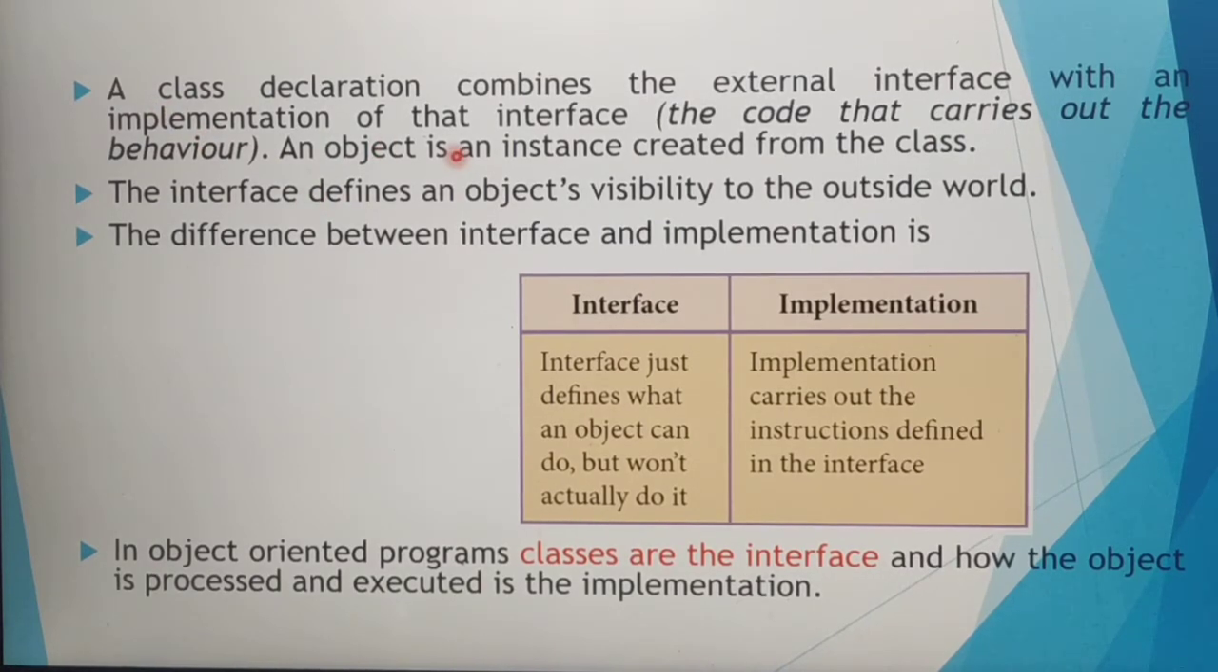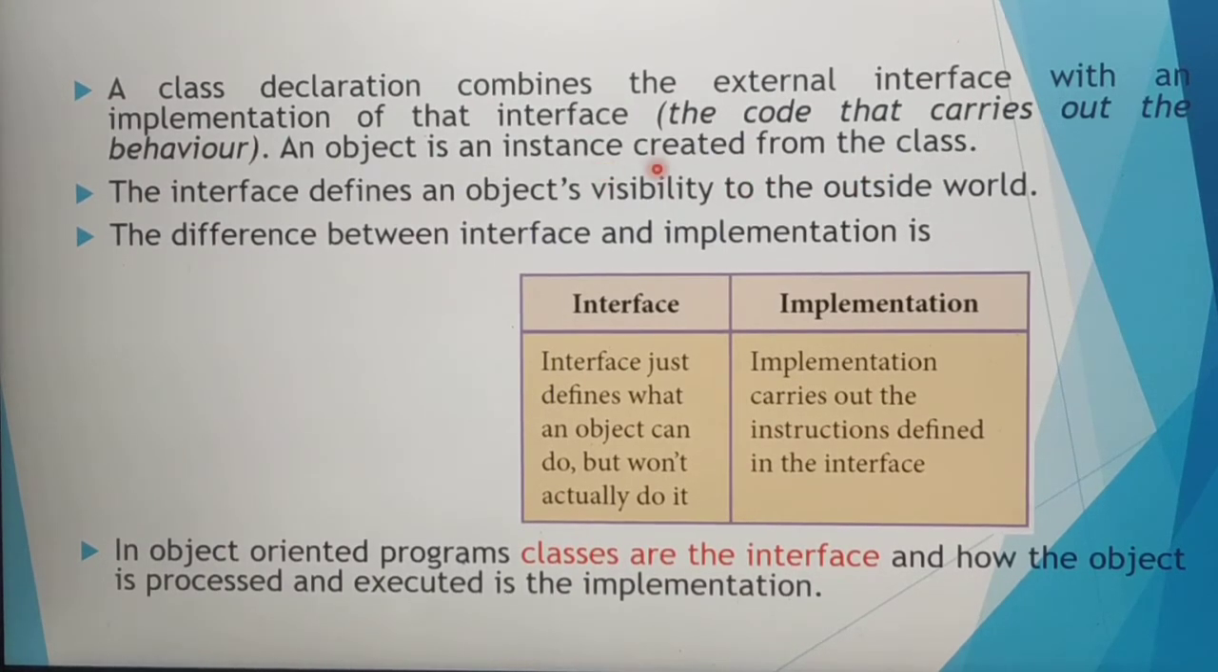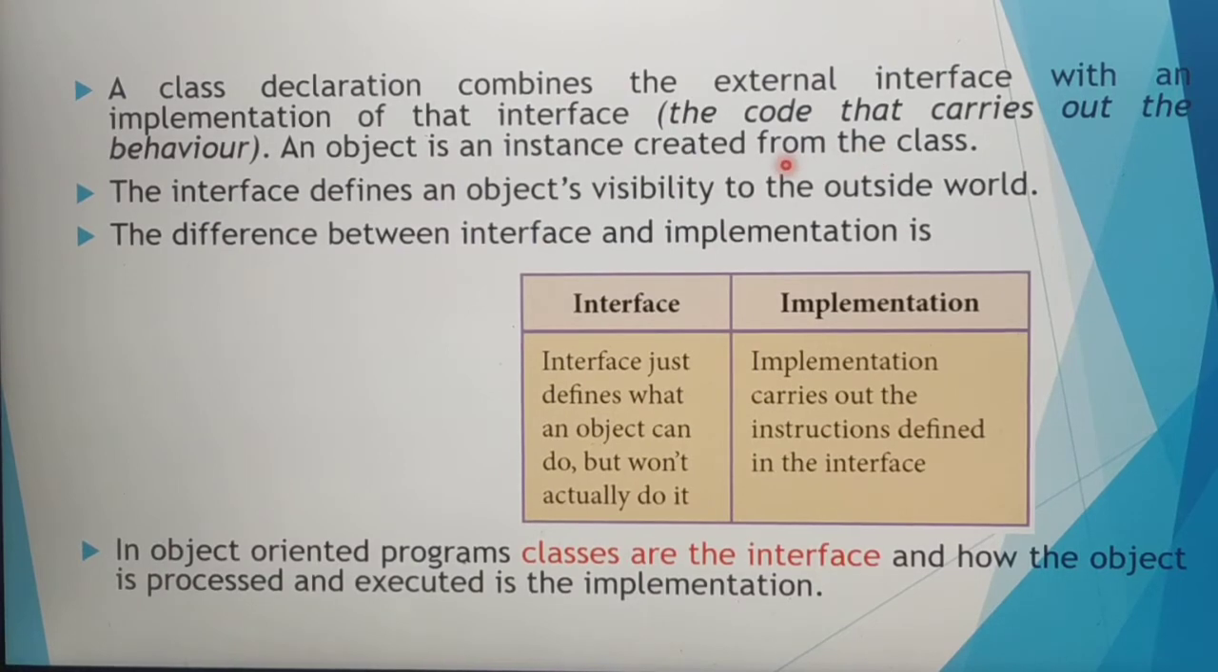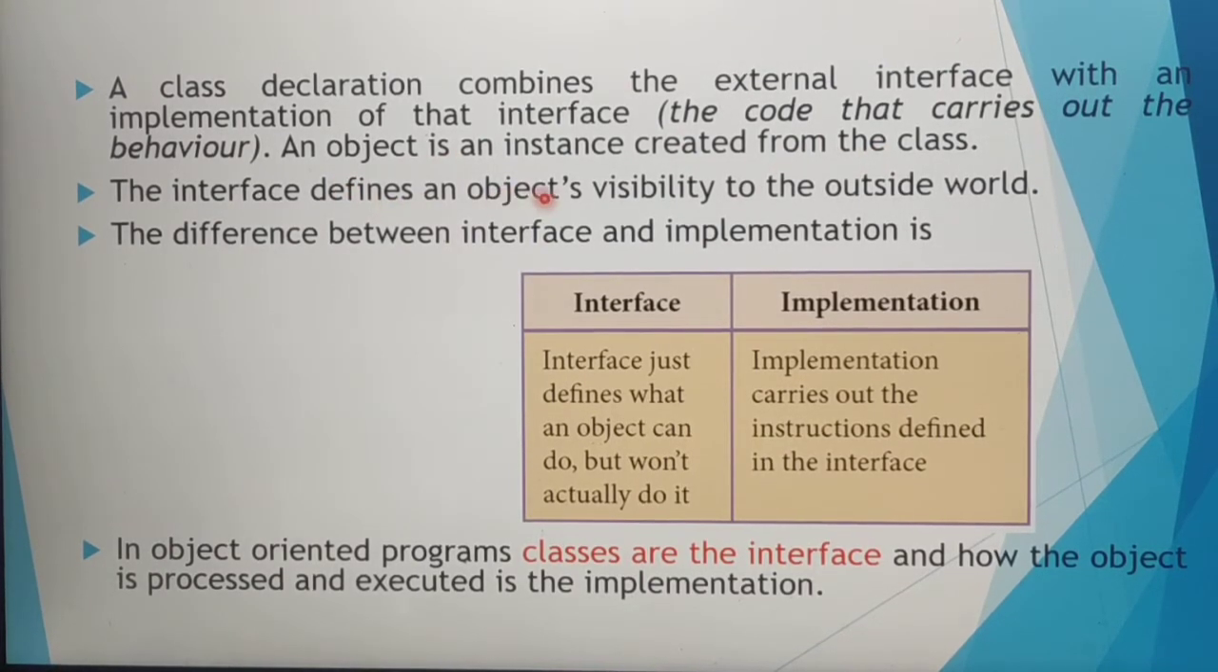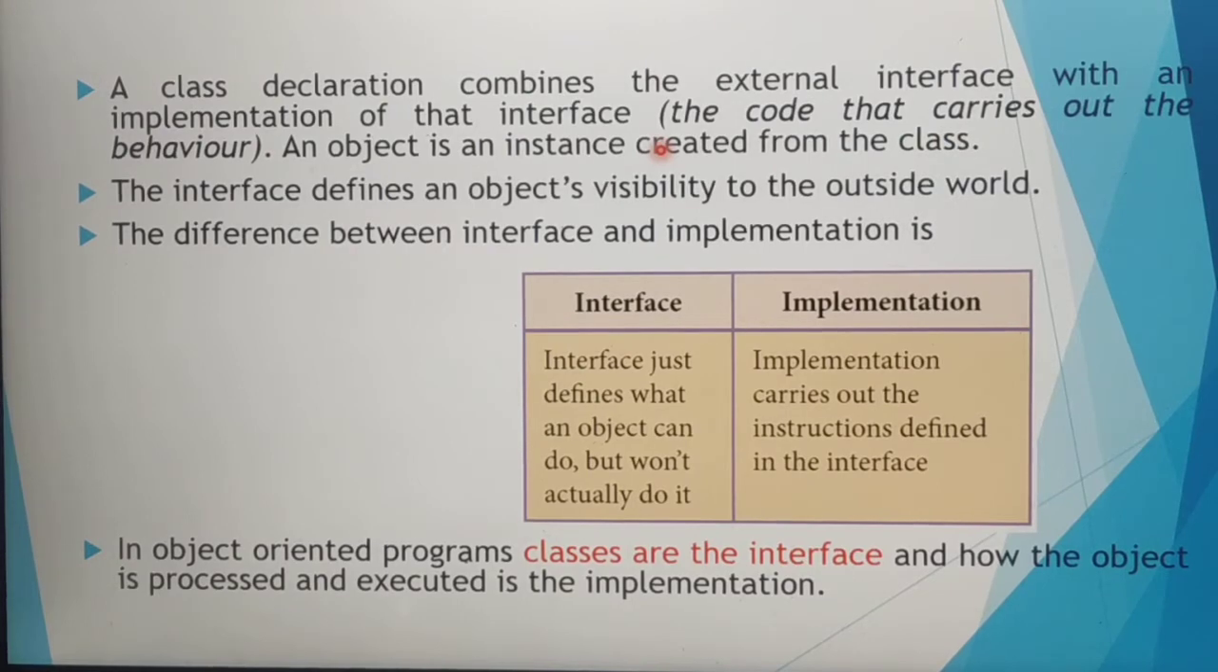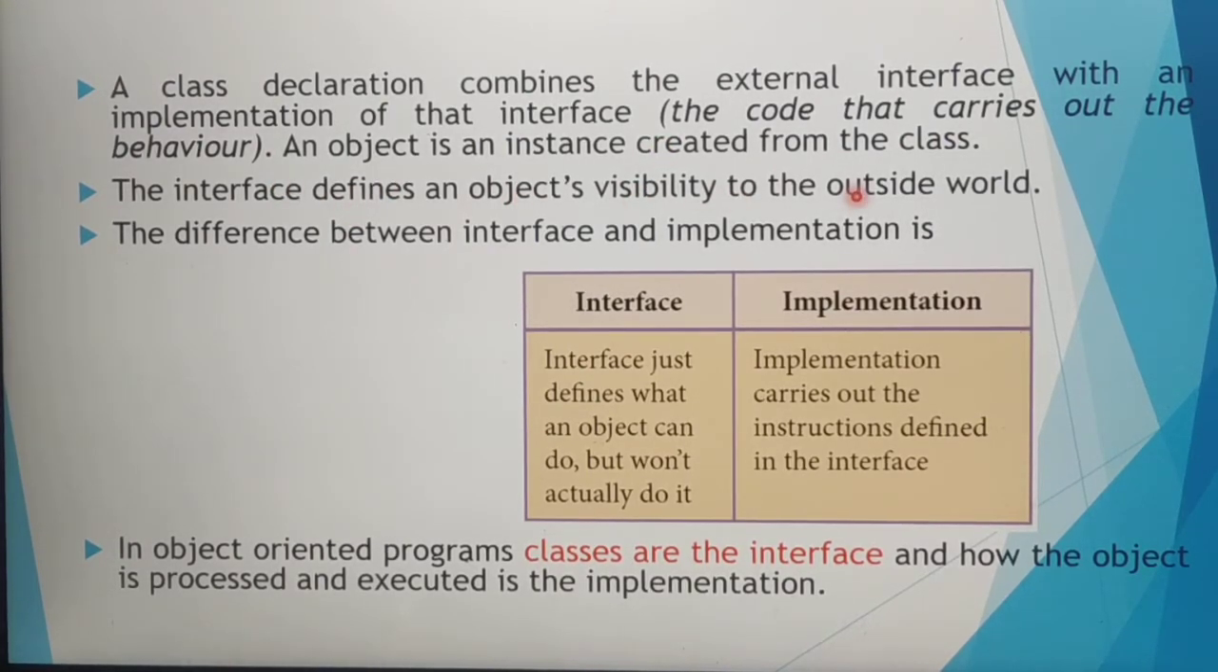What is an object? An object is an instance created from the class. A class is a collection of objects. An object is an instance created from the class. It's just an instance, that's all. An interface defines an object's visibility to the outside world. Depending on its behavior, the interface is constructed. That must be visible to the outside world.